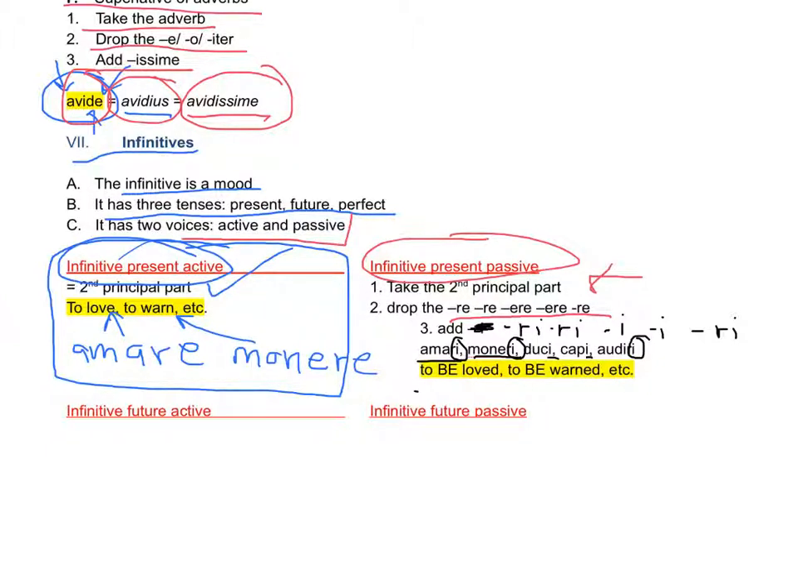And that translates as to be loved. You see, the subject receives the loving, or to be warned. That's the infinitive present passive.